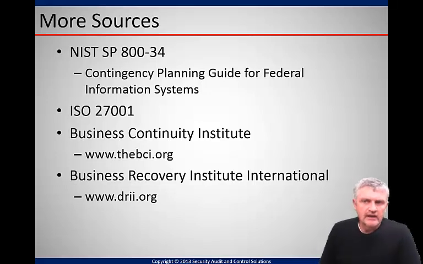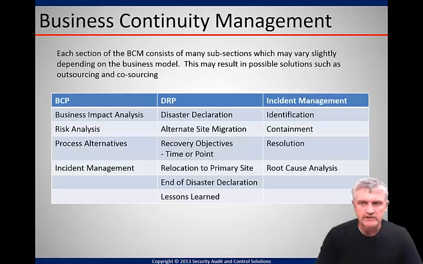Then also the NIST documentation, which is special publication 800-34, the contingency planning guide for federal information systems. Also the ISO 27001, section 10. The Business Continuity Institute has a website to go visit and gain additional information if you want to. And also the Business Recovery Institute International, an international organization which actually has member services and information resources as well.